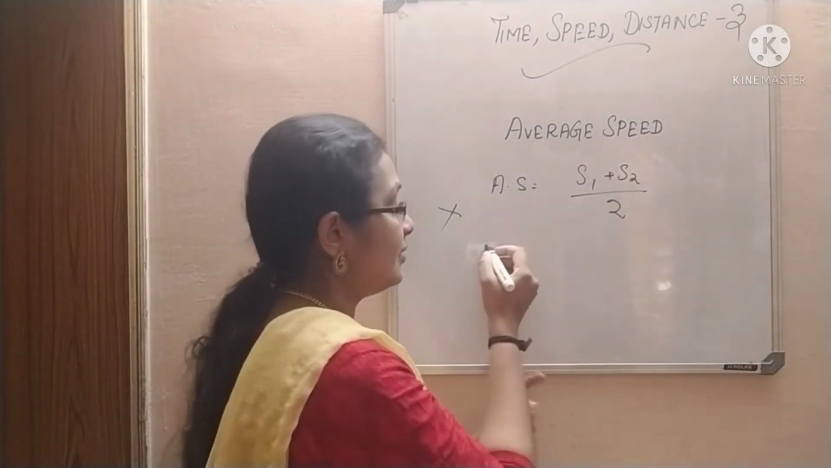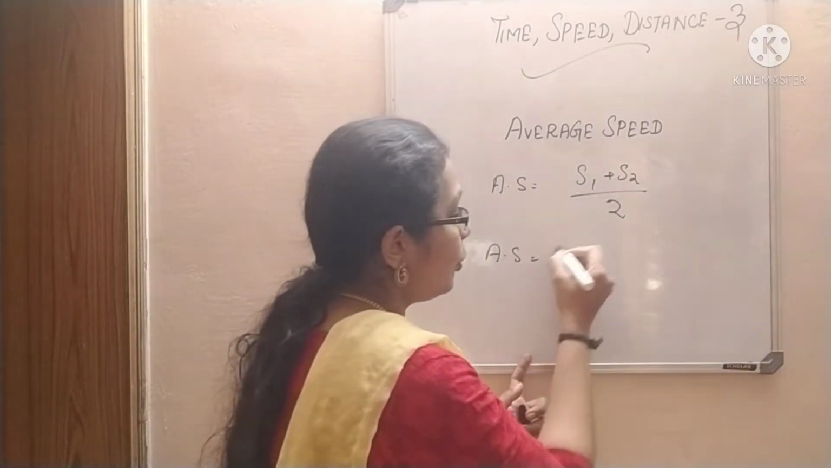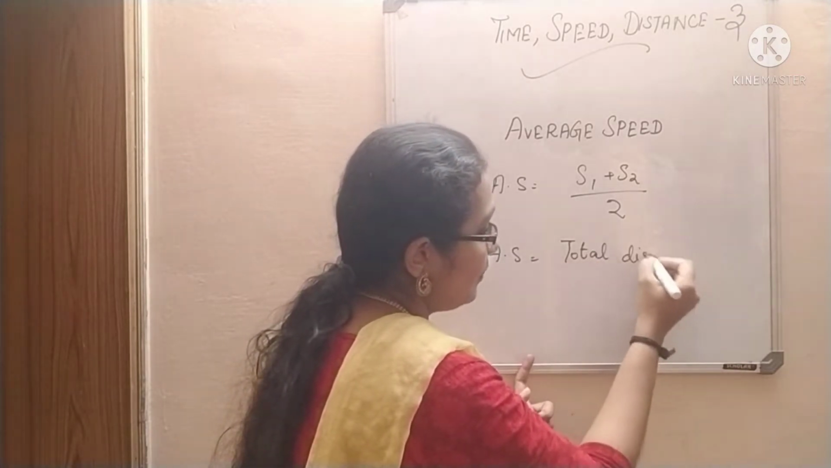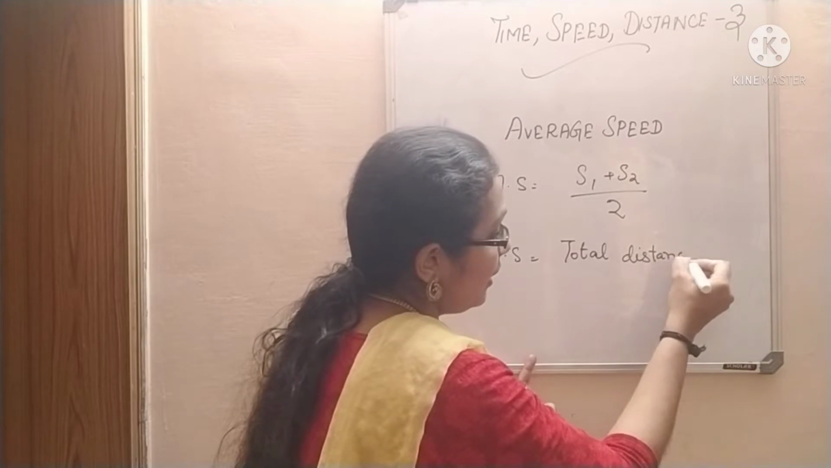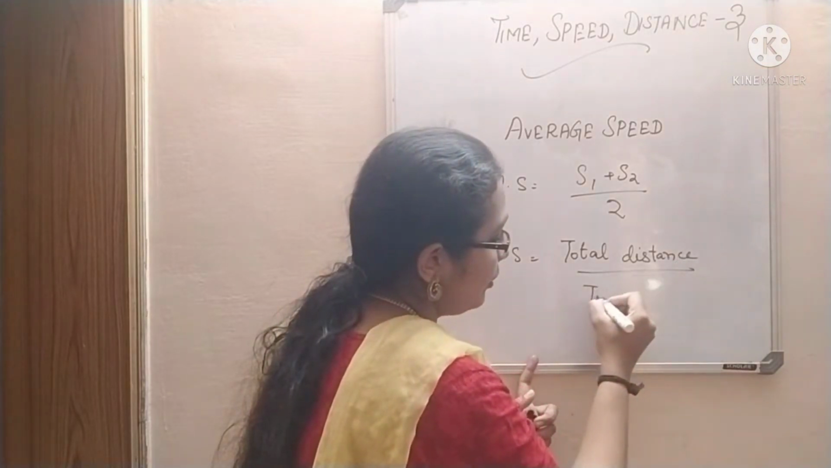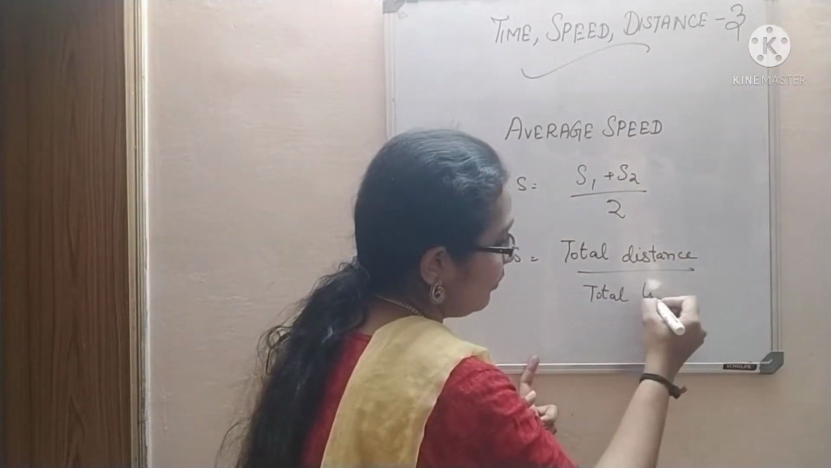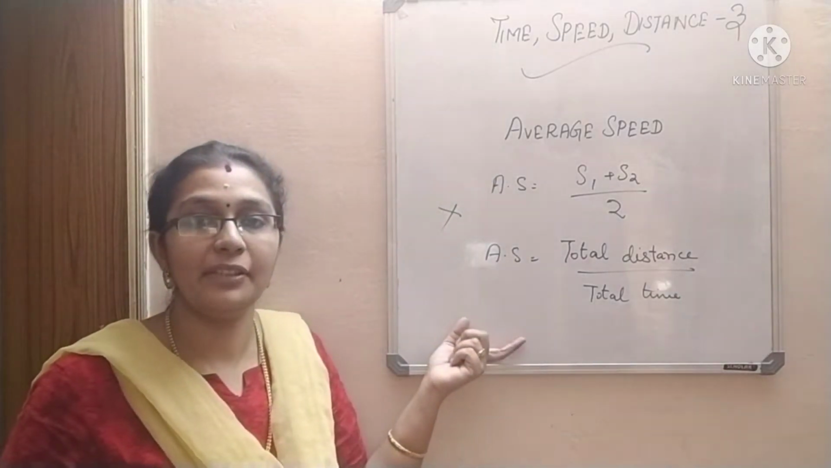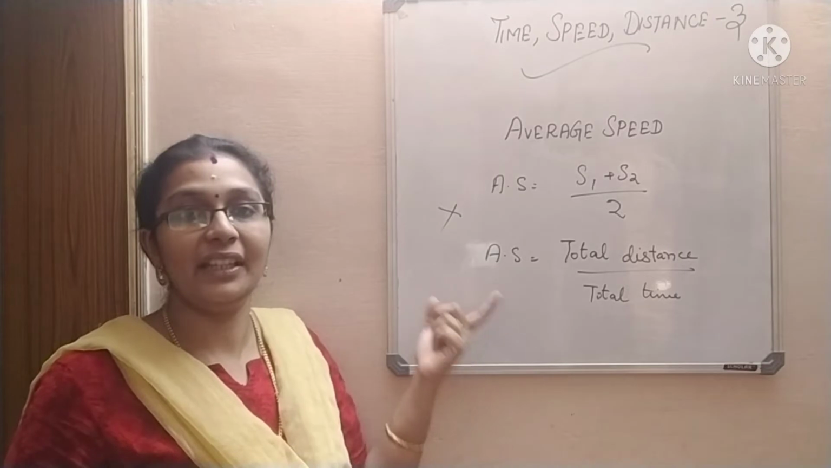So average speed is nothing but total distance. We know speed is equal to distance by time. So average speed is equal to total distance by total time. Okay, so this is the concept of average speed. So don't forget this at all.